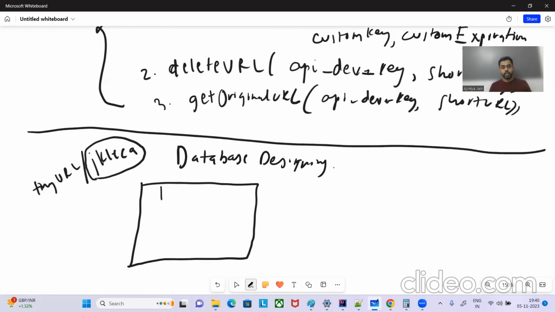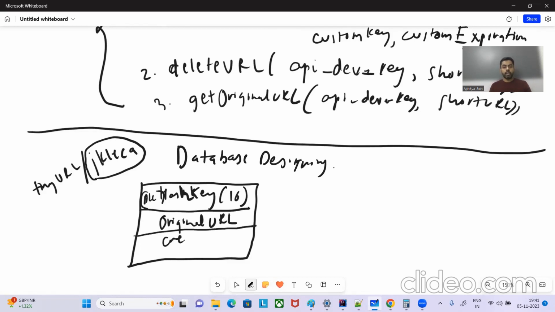Okay, so we can say hash key, for example. Let's say its maximum length would be 16. 16 would be the maximum length of the hash key, and this would be the primary key of this table. And what other columns will it have? It will have the corresponding original URL, which will be stored in this table.